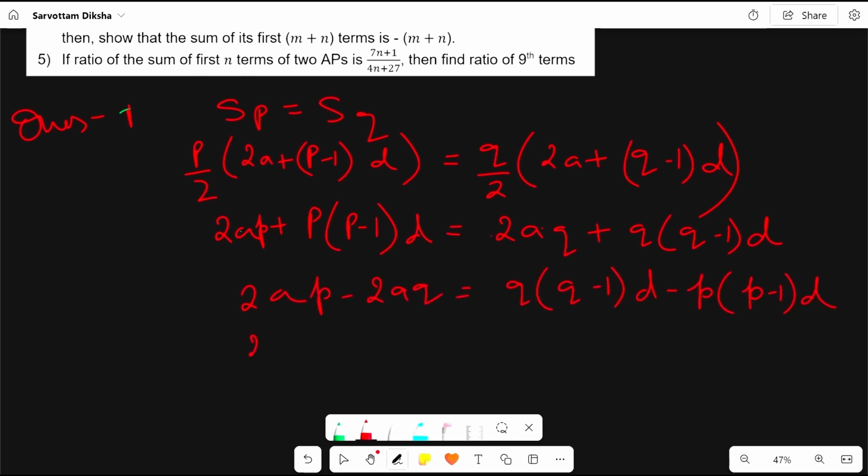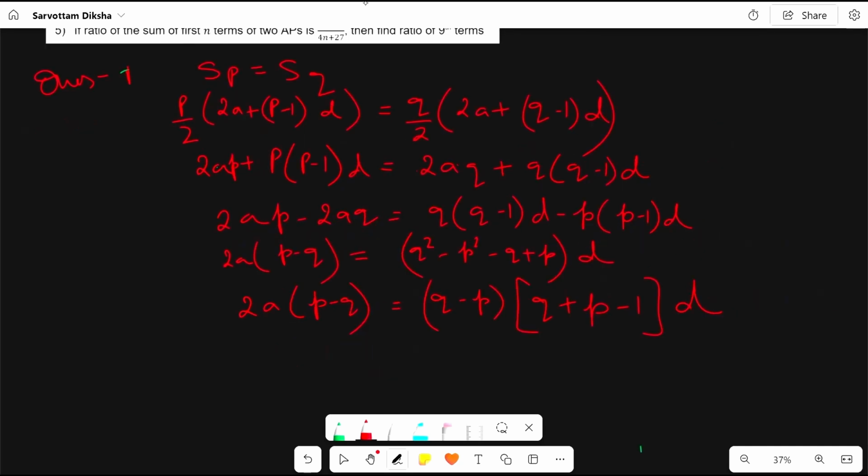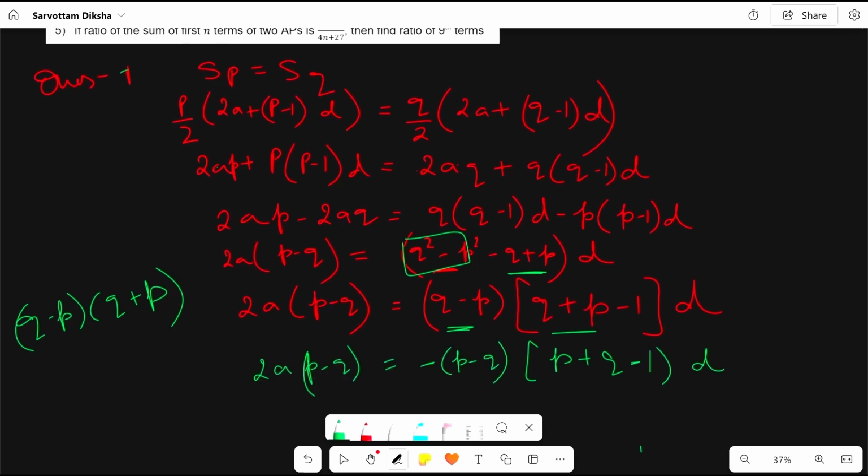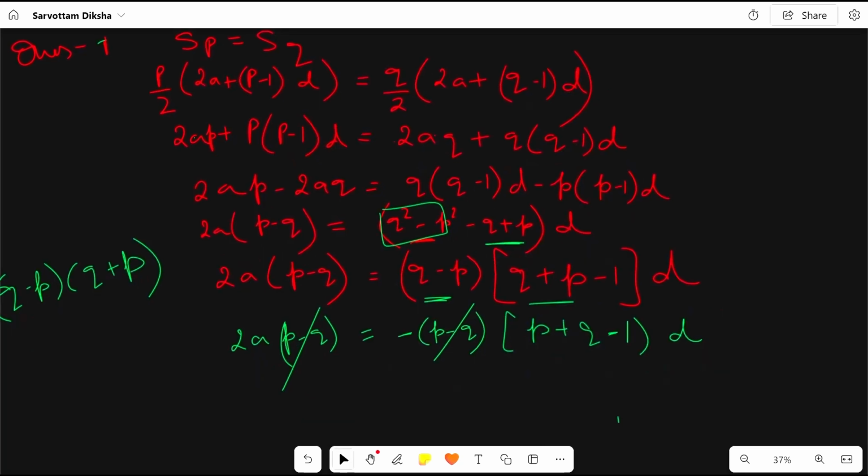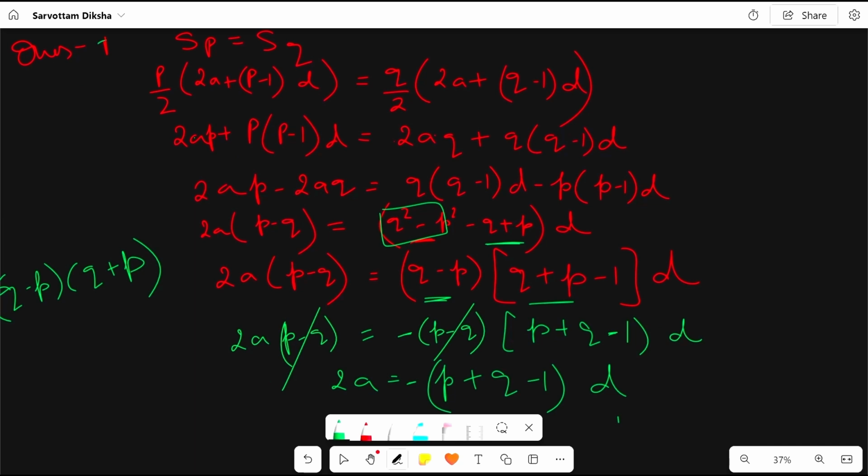After solving it, I can take 2a out. I will get p minus q over here, and on the RHS, what is happening? How did I get this? From q square minus p square, I can factorize. Q square minus p square is nothing but q minus p into q plus p. And here, I took minus out. So, when I'm taking q minus p out, I'm left with q plus p, which is same as p plus q minus 1 only. I can cancel p minus q, p minus q. So I have got a relationship between 2a and d. What is it? 2a is equal to minus of p plus q minus 1 d.